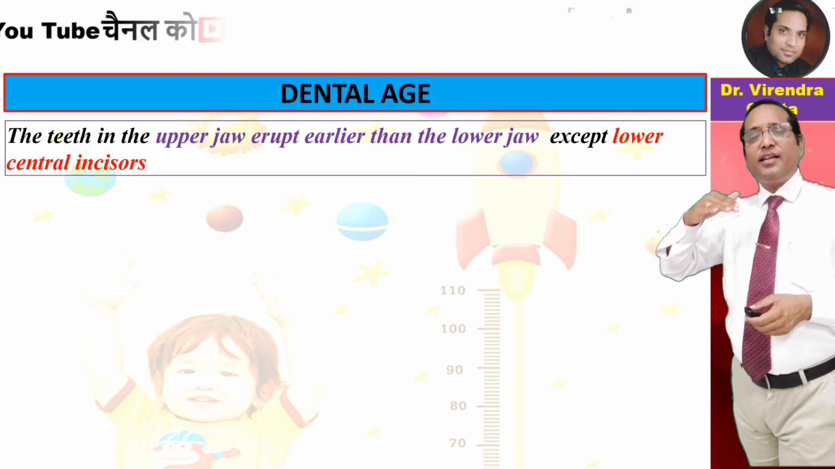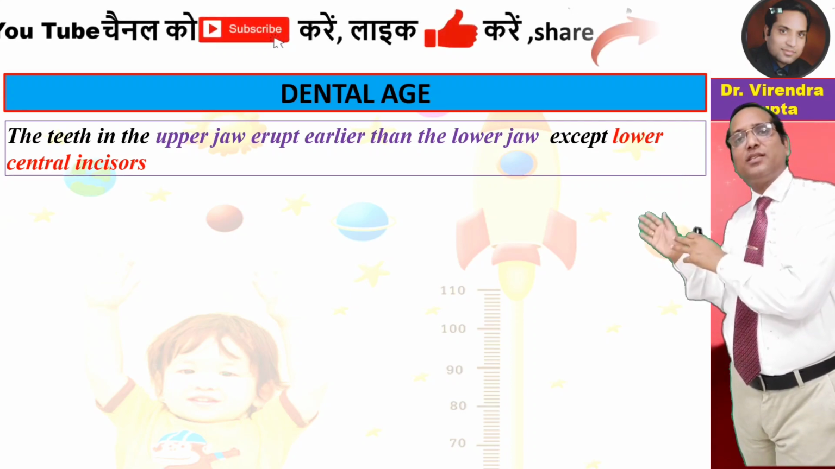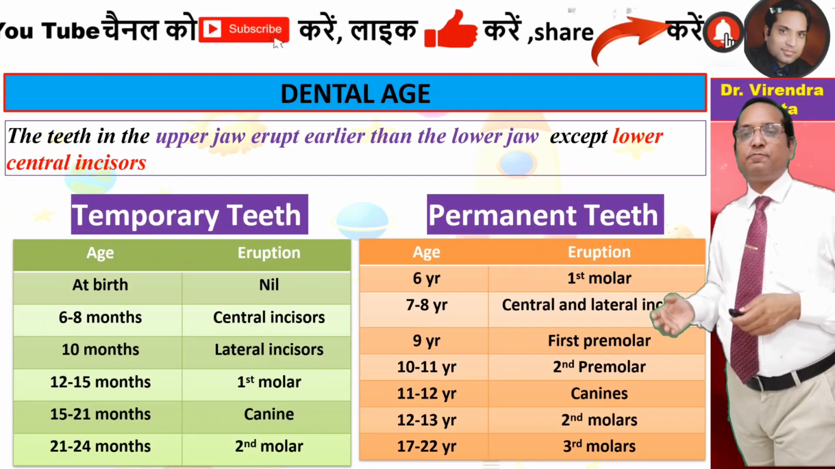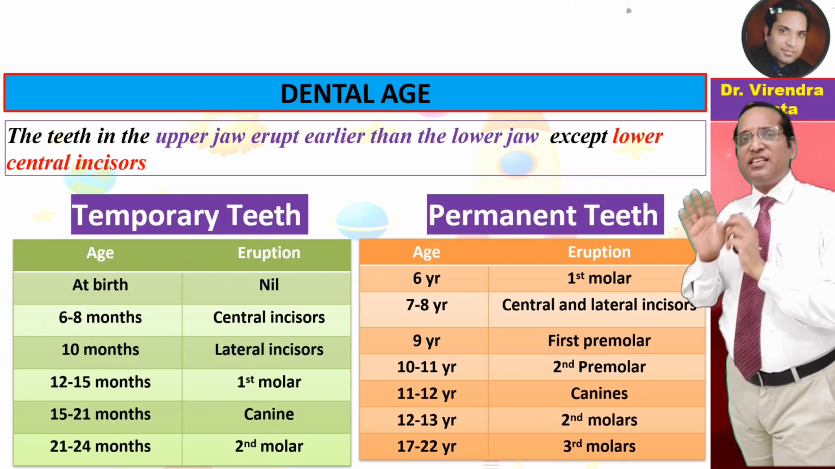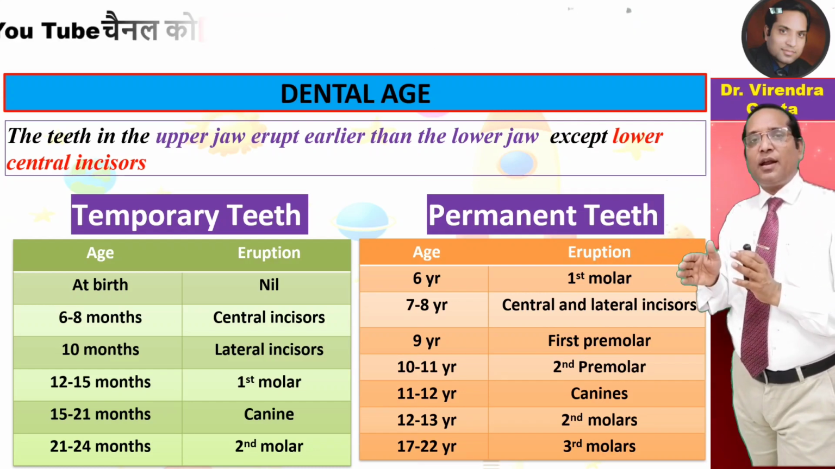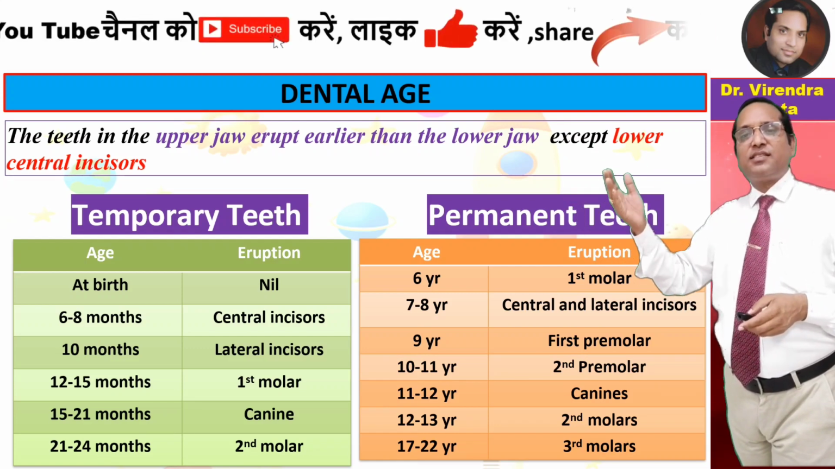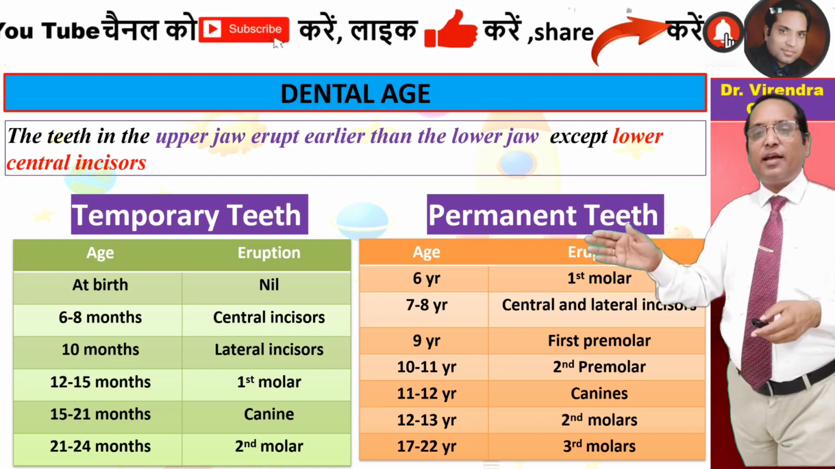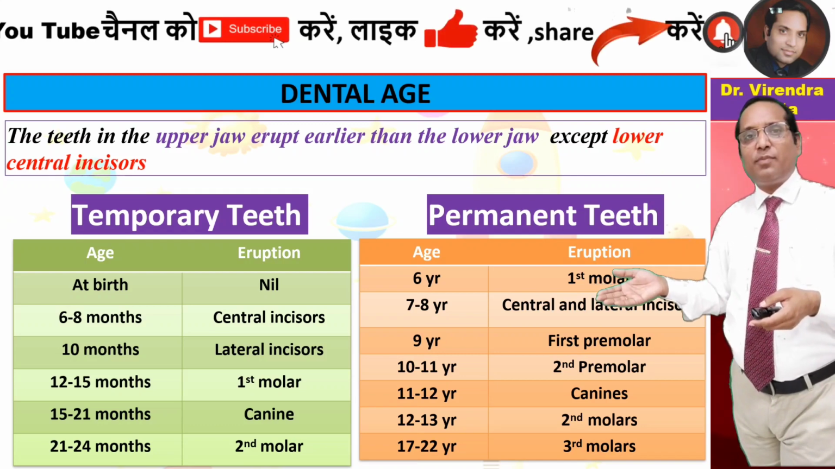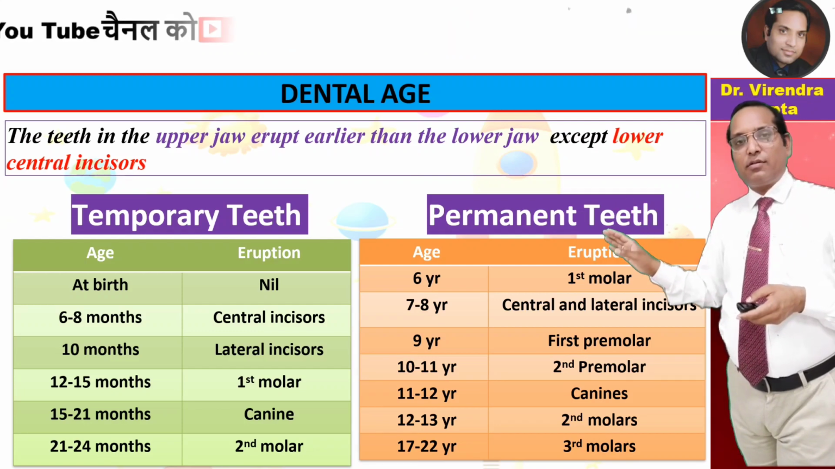Usually the teeth in the upper jaw erupt earlier than the lower jaw, except the lower central incisor, which appears first. In the temporary teeth, at birth there are no teeth. At the 6th month of age, the lower central incisor erupts. At the age of 7 months, the upper central incisor and lateral incisor, up to 10 months of age. At 12 to 15 months of age, the first molar, then the canine up to 21 months of age, and at the age of 2 years, the second molar appears.